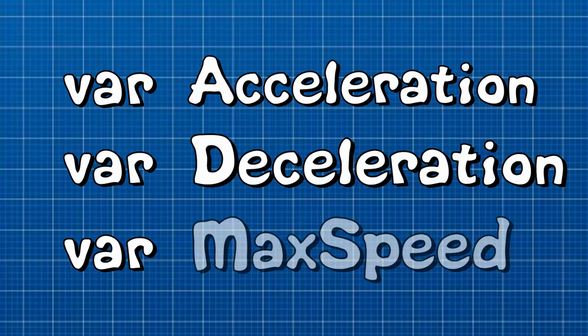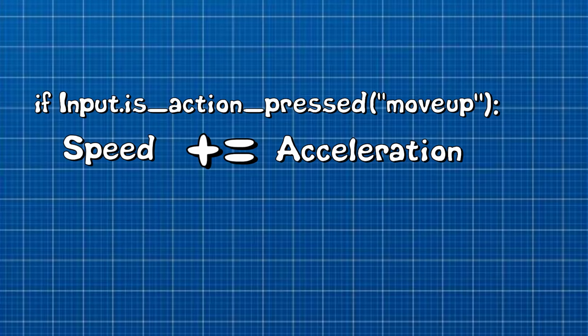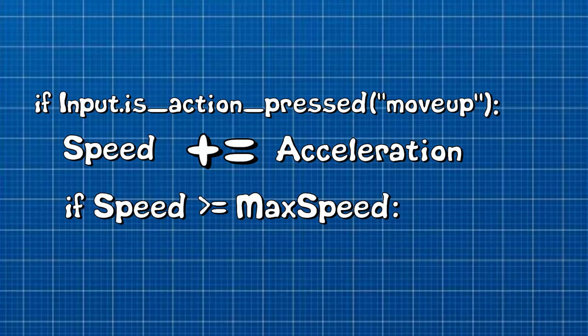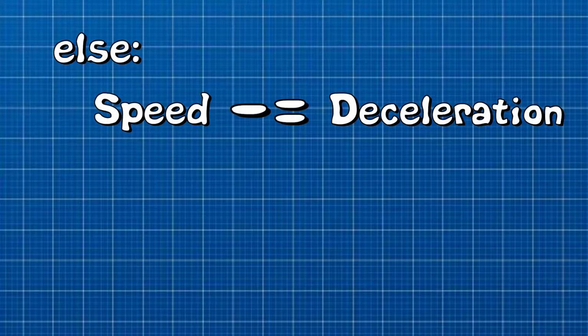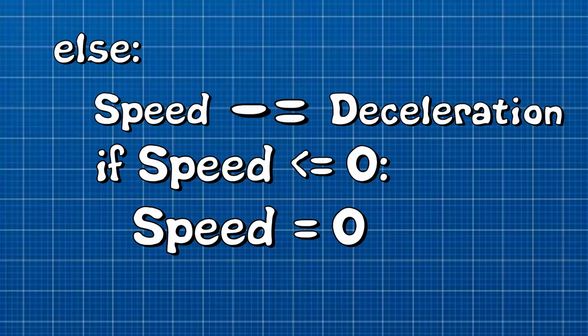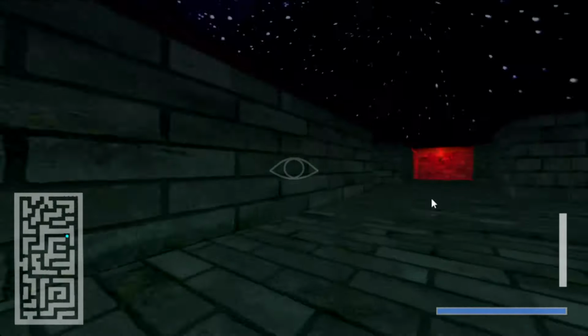We make variables for acceleration, deceleration, and max speed. Then, whenever the player inputs a direction, we make the speed increase by acceleration every frame, unless it's greater than or equal to the maximum speed. If that's the case, then we cap it out at that max speed. If the player isn't inputting a direction, then we decrease the speed by deceleration every frame until it hits 0. Now, instead of the player going from a dead stop to 100% in an instant, the player instead smoothly accelerates up to that top speed, and vice versa.